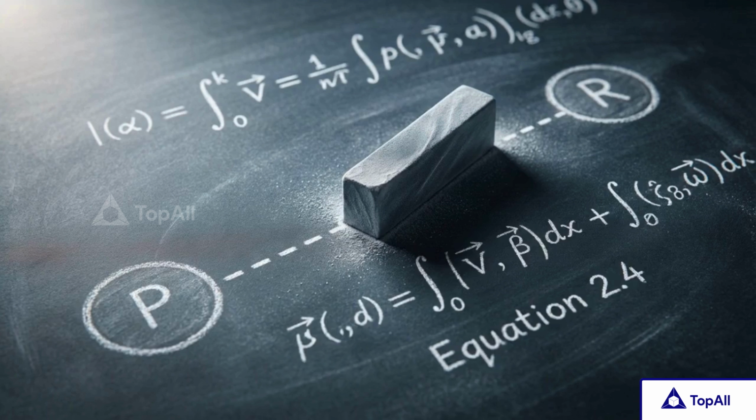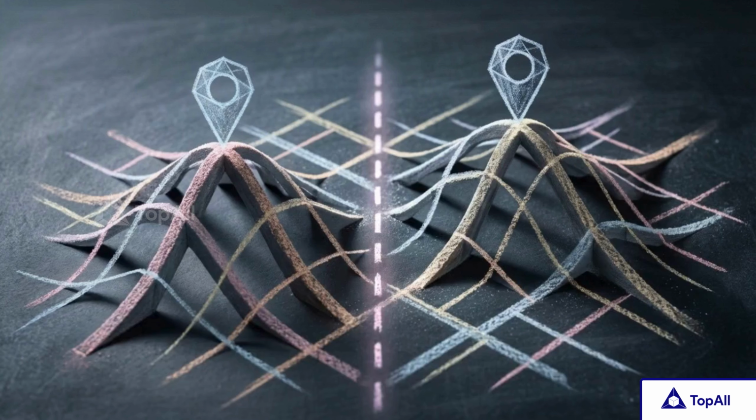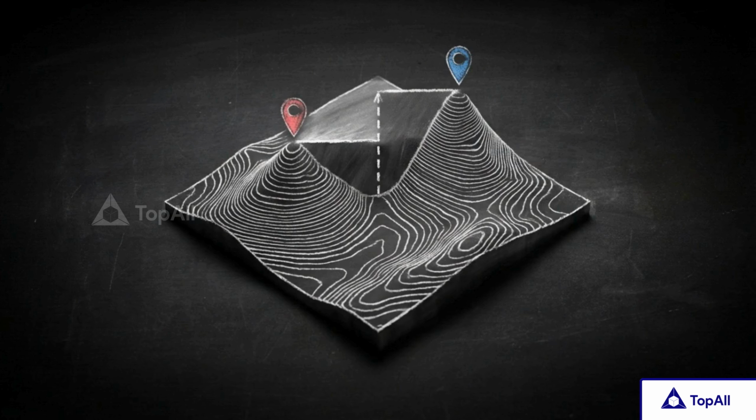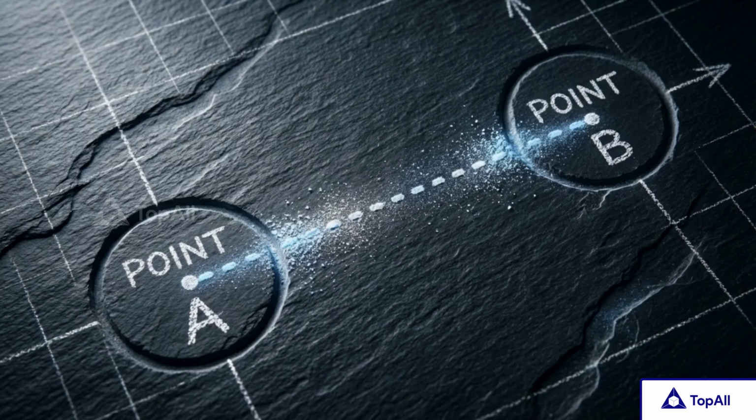This is equation 2.4. It defines the potential difference, Vp minus Vr, as the total work done per unit test charge. At this stage, the measurement describes the energy gap between two locations. We have established a relative difference in space, but we have not yet assigned an absolute value to a single point. We must also consider if the specific route taken between these points changes the energy required.